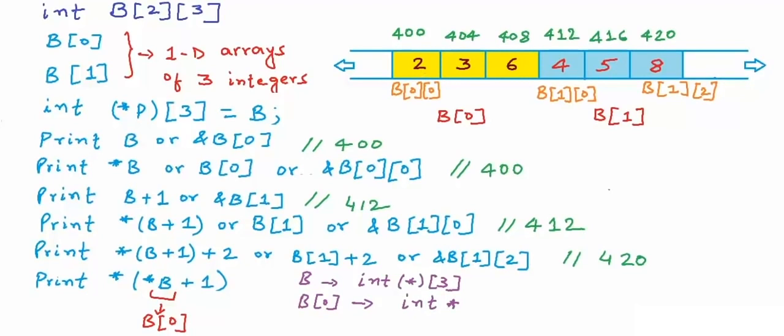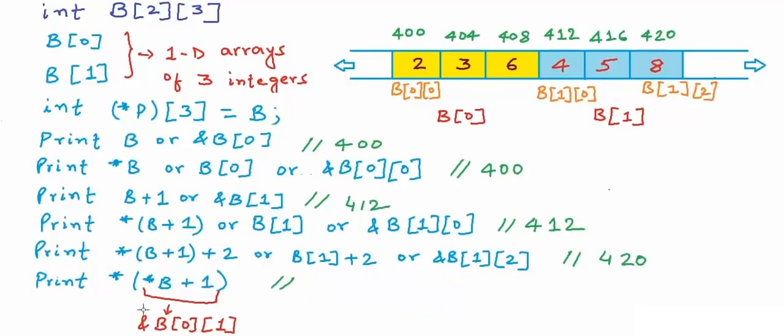Now what will happen if you add 1 to an integer pointer? It will take you 4 bytes ahead to the next integer. It will return you a pointer to the next integer. So we will get a pointer to this integer at address 404. *B plus 1 is basically &B01. And with this final dereferencing, we can get rid of this ampersand. So the overall expression will be B01, which is 3.